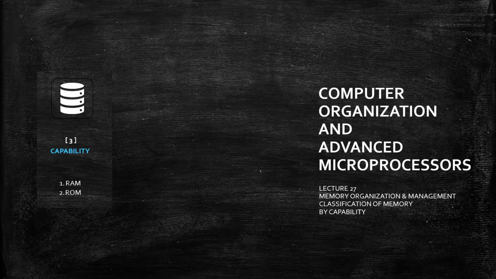We are learning memory organization and management these days, and we have already studied the three different classifications of memory, that is by functionality, then by access method. Today in this lecture we will study the classification of memory by capability. So let's start.